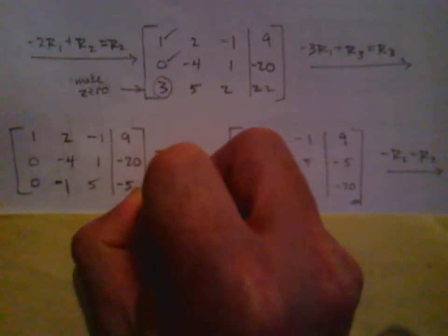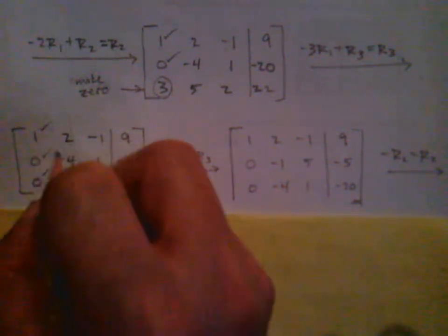Okay, so we're doing really good. We got everything in the first column. We're halfway there. Now we're going to move to the second column, and we're going to go for this. We're going to make that a 1.